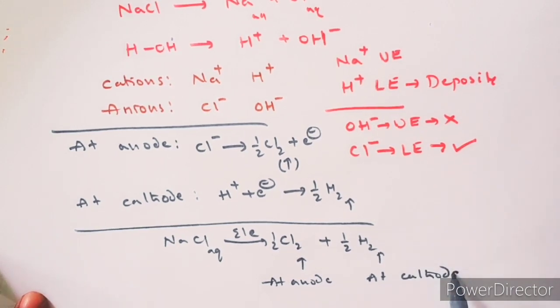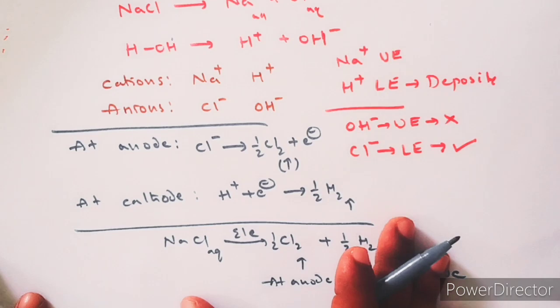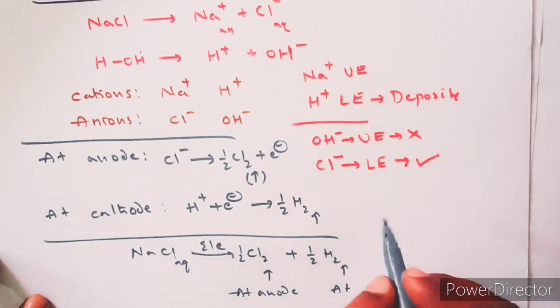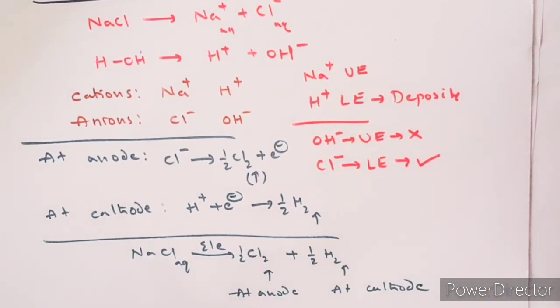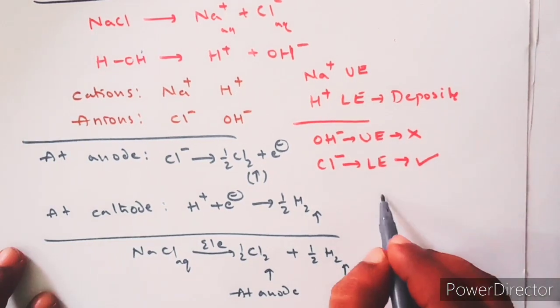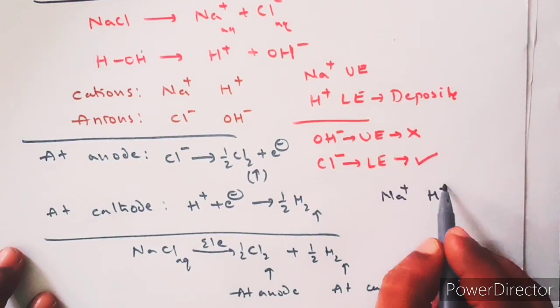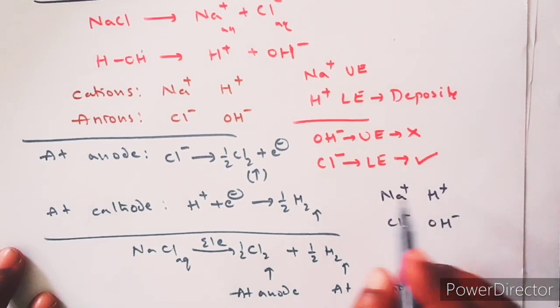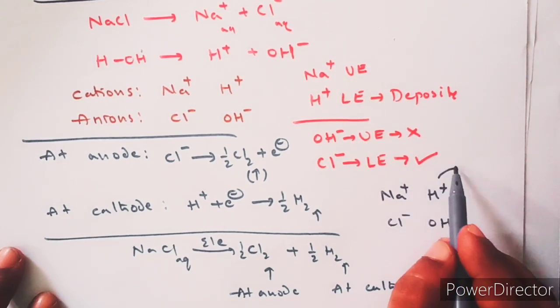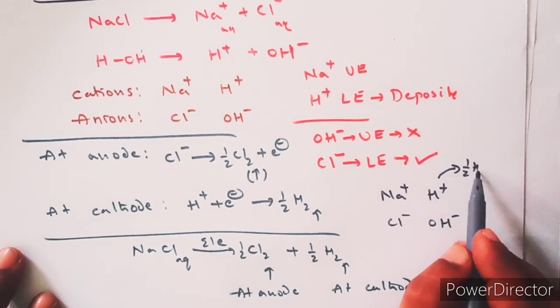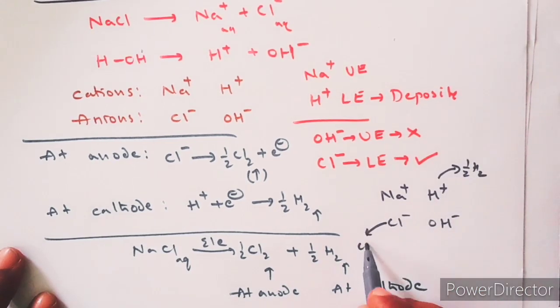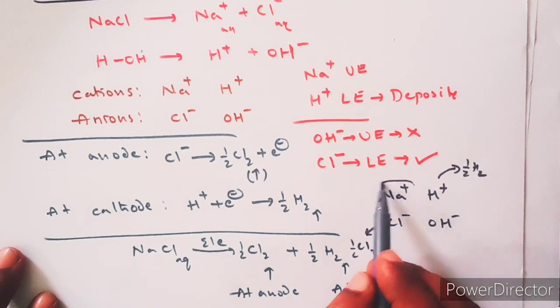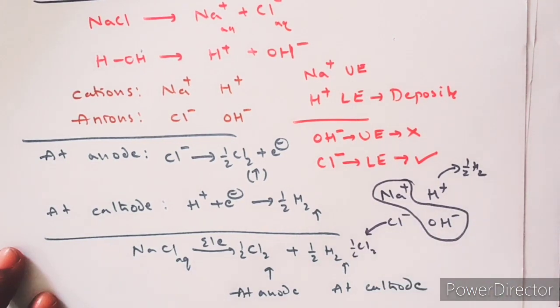Now what about the remaining ones? What is left here? Among the four, sodium ion is there, proton is there, chloride ion is there, hydroxide ion is there. The proton is liberated as hydrogen gas, chloride ion is liberated as chlorine gas, and these two are left. These two will combine together to form sodium hydroxide.